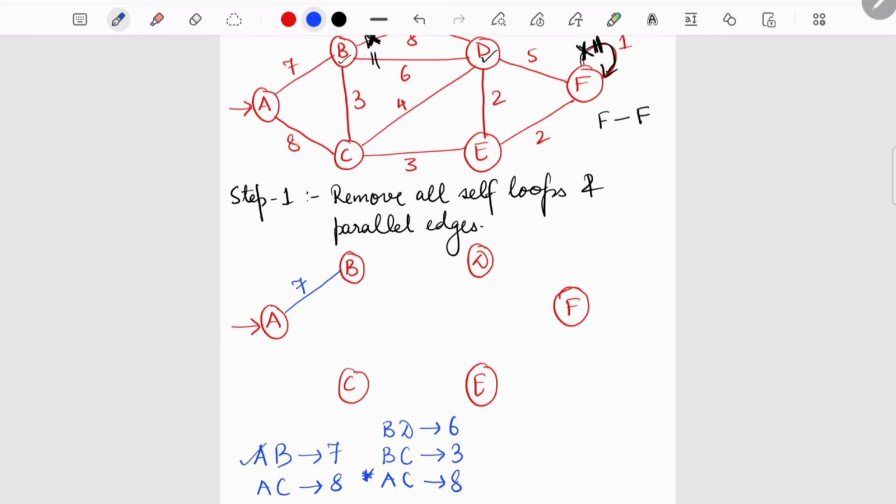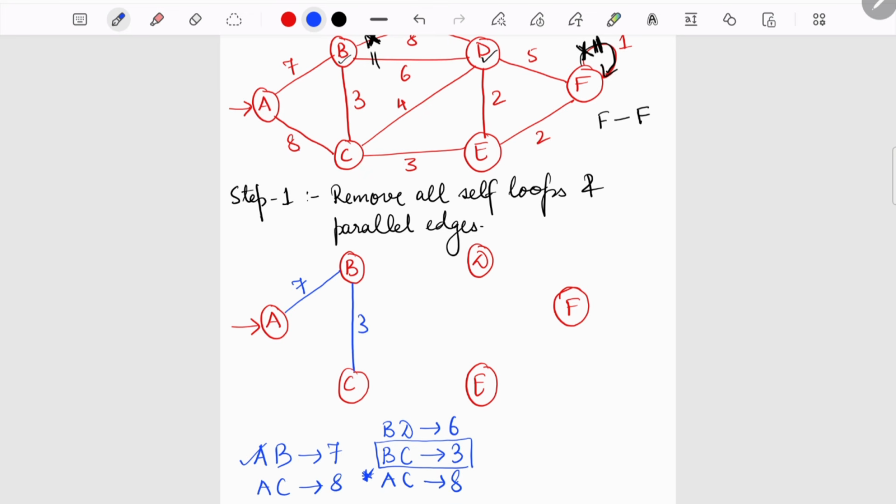For example, instead of 8, the weight here would have been, say, this 3 would have been 8, and this is also 8. So in this case, you could have selected either BC or even AC. But given the current situation, we find that BC has the least weight among all the three options. Therefore, we will select BC. Let's draw it like this.